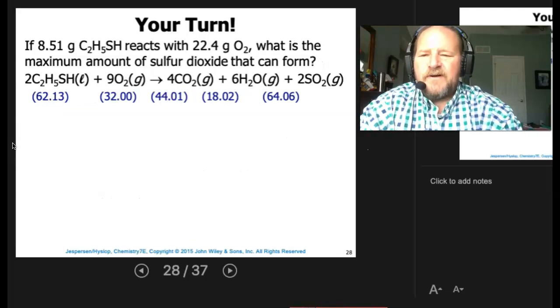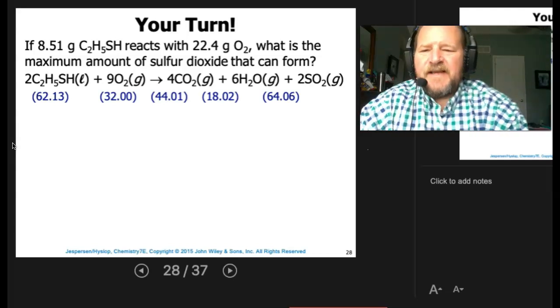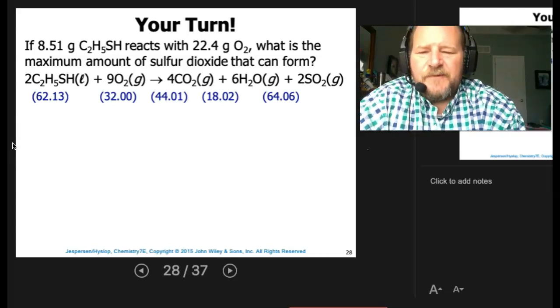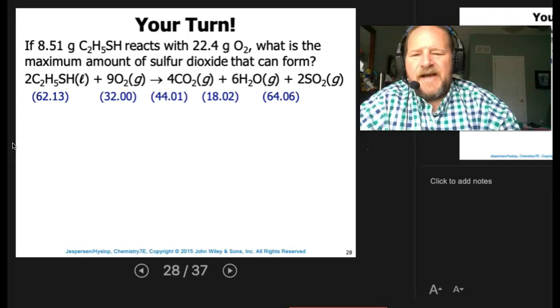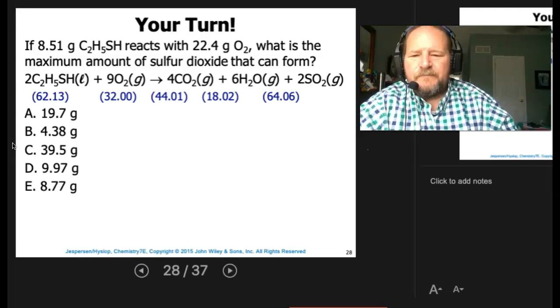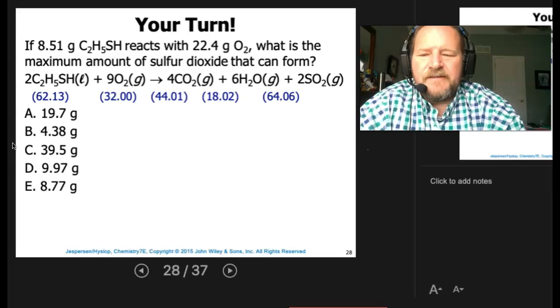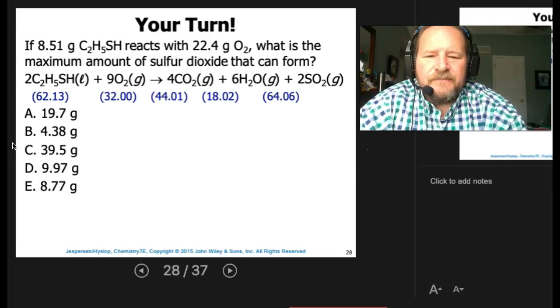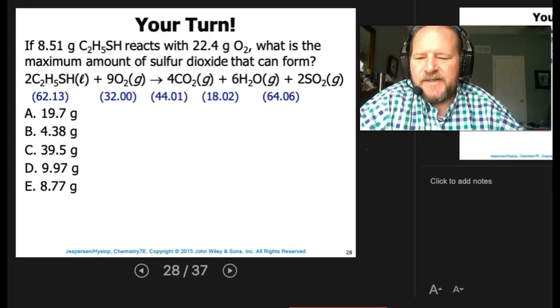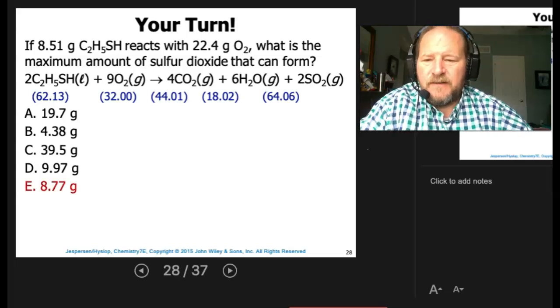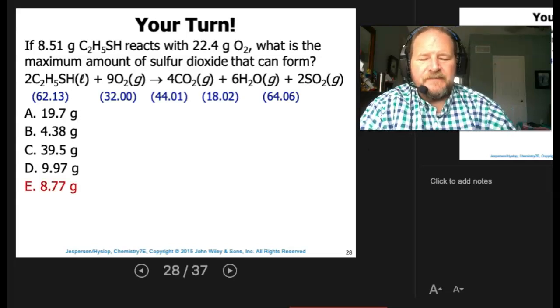Now, if 8.51 grams of C2H5SH reacts with 22.4 grams of oxygen, what is the maximum amount of sulfur dioxide that can form? And again, they've given us the molar masses and the balanced chemical equation. So I'll give you a pause here. All right, hopefully you came up with 8.77.